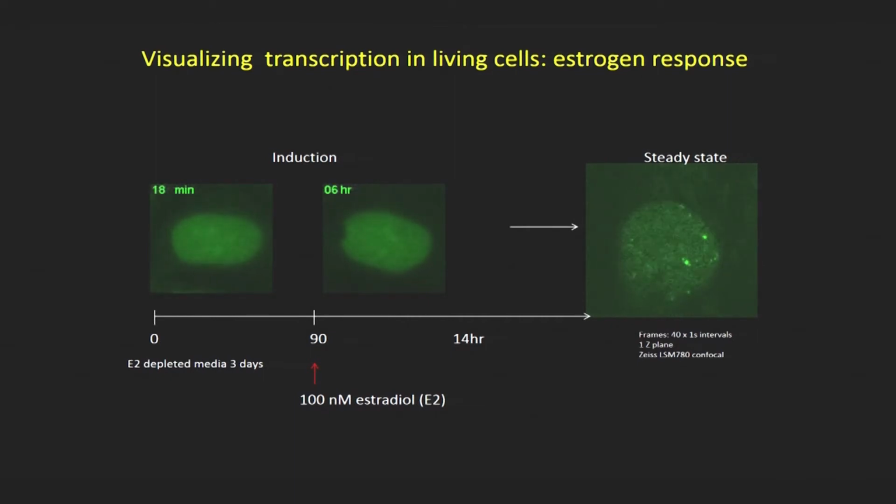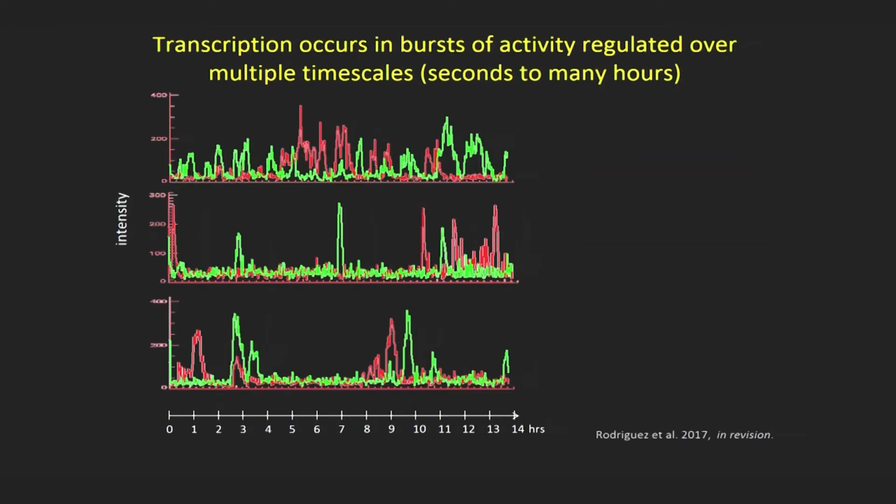And as this movie loops at the 14-hour time point, you'll see when estrogen is added, right about here, all 3 alleles turn on, and then they quickly start to show this independent behavior within the population. So we can track these cells over long periods of time. So this is essentially 14 hours of single molecule imaging. And these are just 3 different cells with the activity of each allele false colored in either red or green.